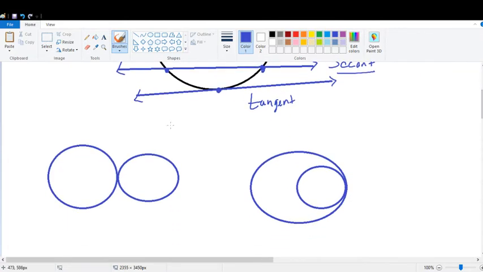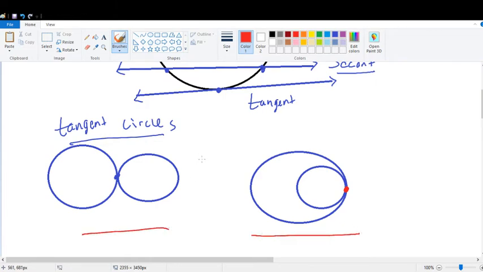If I have two circles that intersect in one location only, we call these tangent circles. All right, they intersect in one location. Here I also have one location. All right, so both of these are examples of tangent circles, meaning they only intersect at one point.